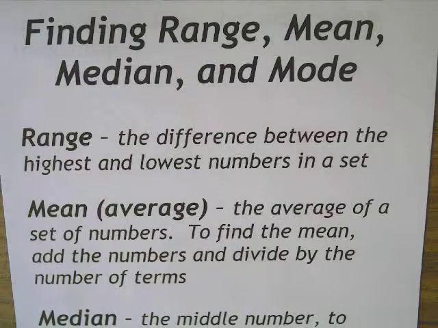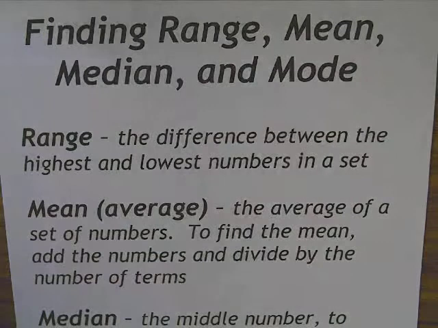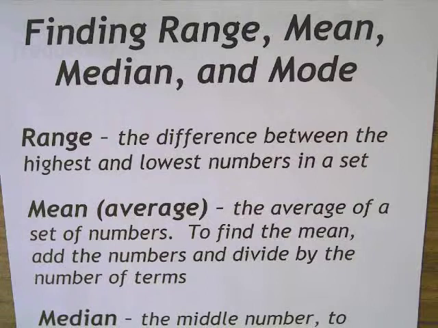All right, so the next one is mean. We oftentimes call mean an average. So the average of a set of numbers. To find the mean, we take and add all the numbers up and then divide it by the number of numbers or the number of terms.